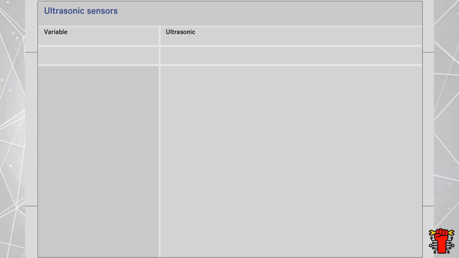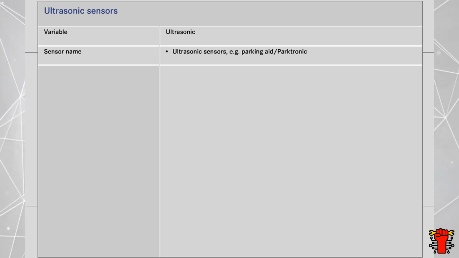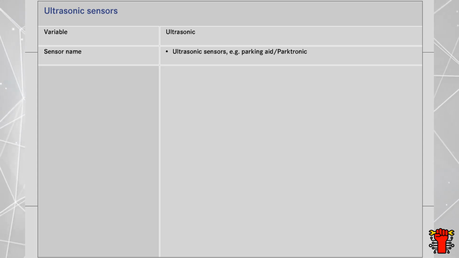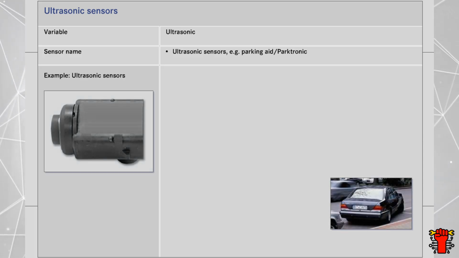Sensors are also used for ultrasonic measurement. Ultrasonic sensors for the parking aid or parktronic function not only as sensors but as actuators as well. This means they can both receive and send signals. Have a look at how such a system works in greater detail.